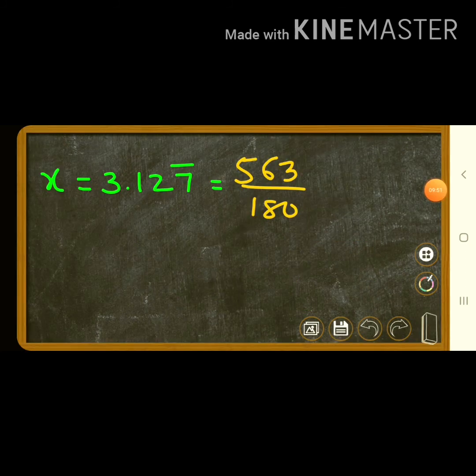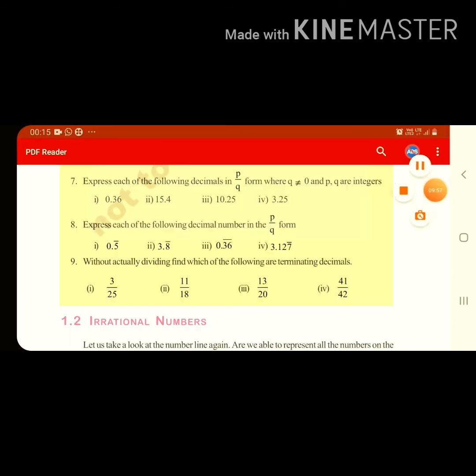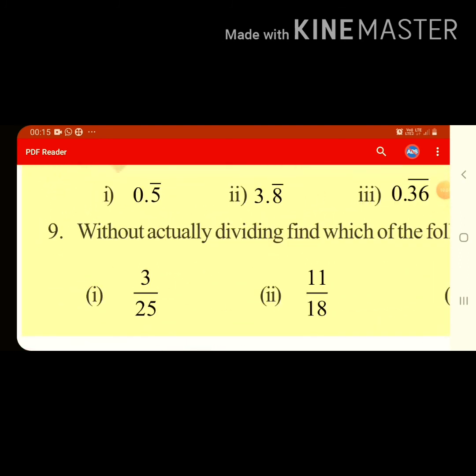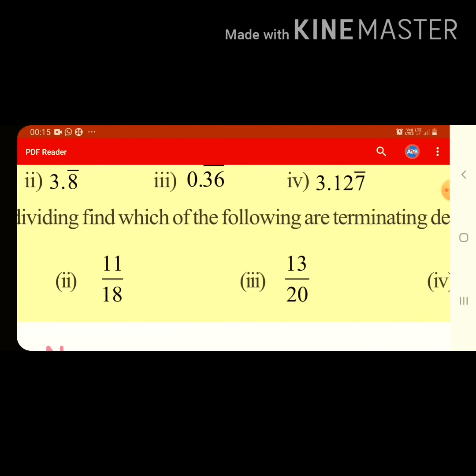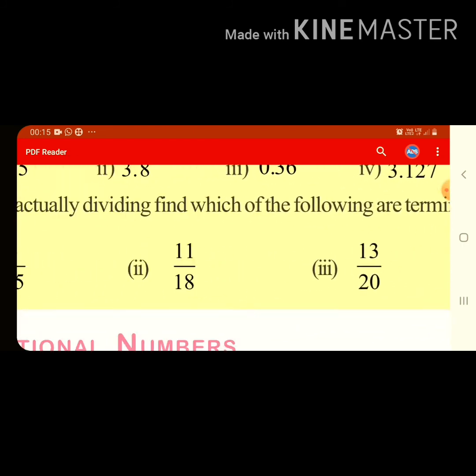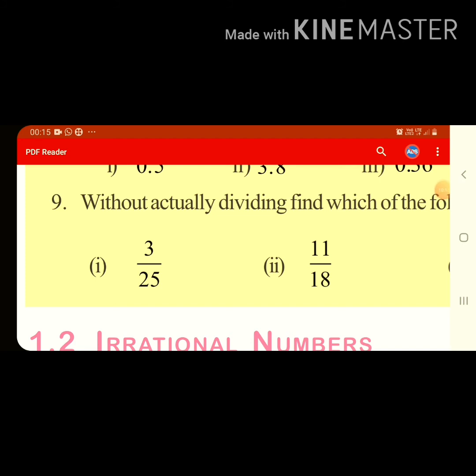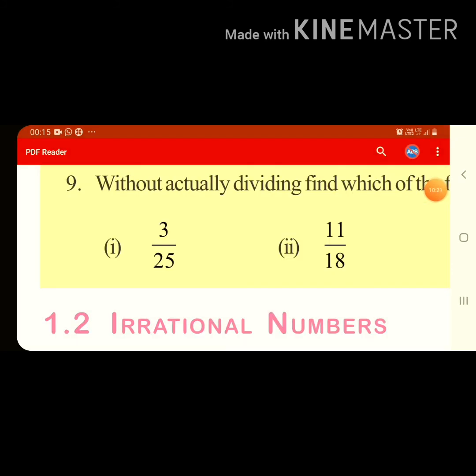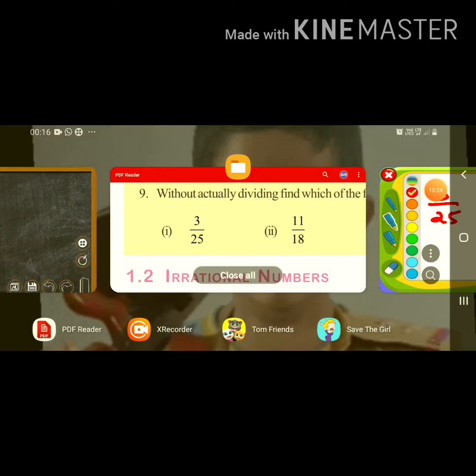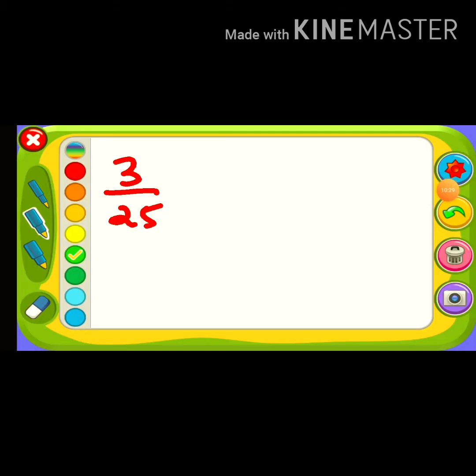Now see the 9th question. Without actually dividing, find which of the following are terminating decimals. First question, 3 by 25. Here we are not supposed to divide, and just tell whether this fraction has terminating or non-terminating decimal expansion. First bit is 3 by 25. Here without dividing, how can we tell whether this fraction has terminating decimal expansion or non-terminating decimal expansion?